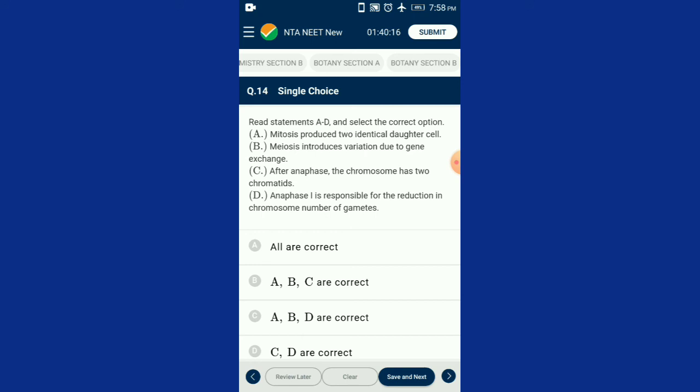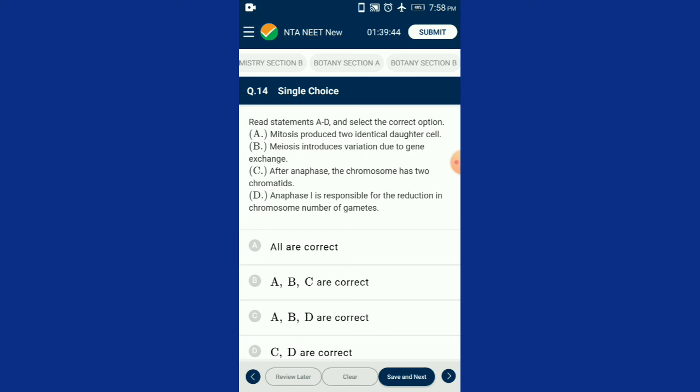Mitosis is an equational division in which one cell divides to form two identical daughter cells. Meiosis produces genetic variation due to crossing over, which occurs during prophase 1 of meiosis. During anaphase, the centromere splits and two chromatids are separated and start moving to opposite poles. During anaphase 1, the homologous chromosomes move to opposite poles, hence the reduction in number of chromosomes happens.